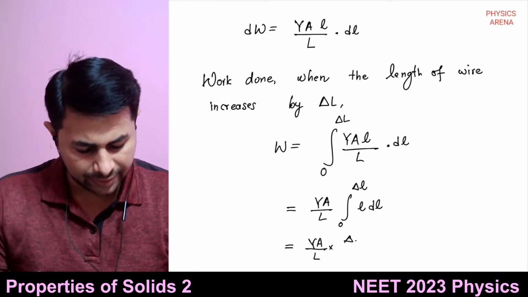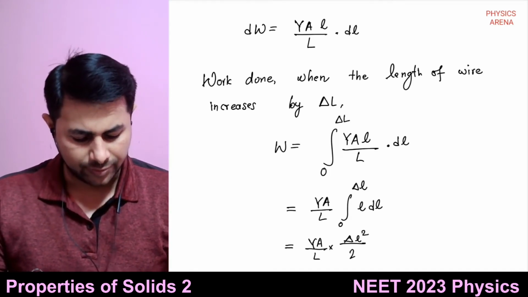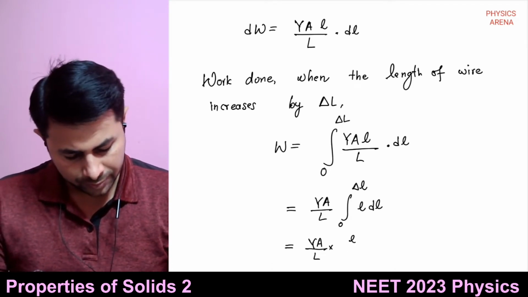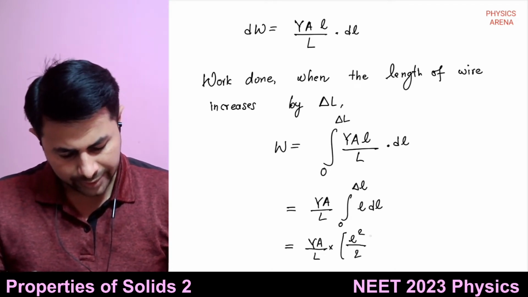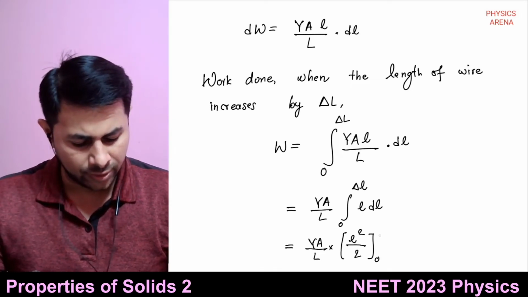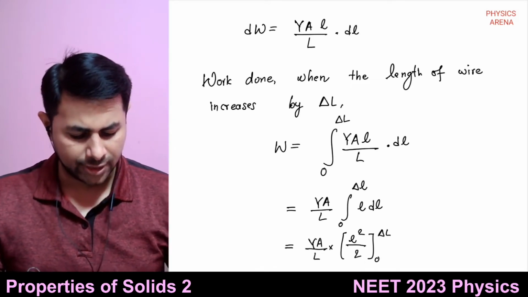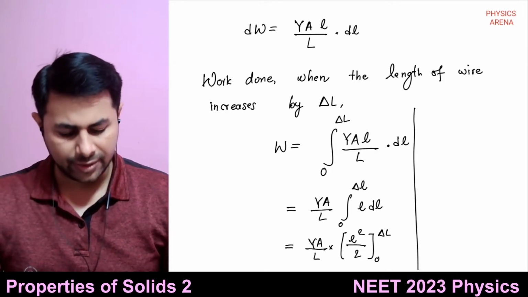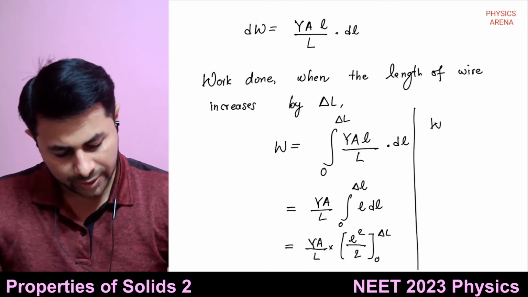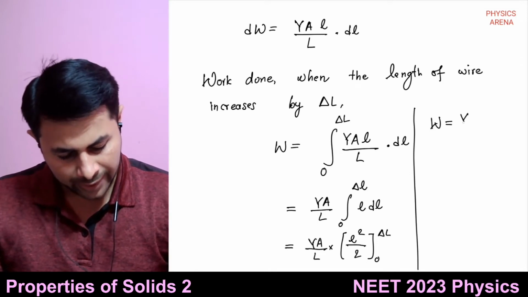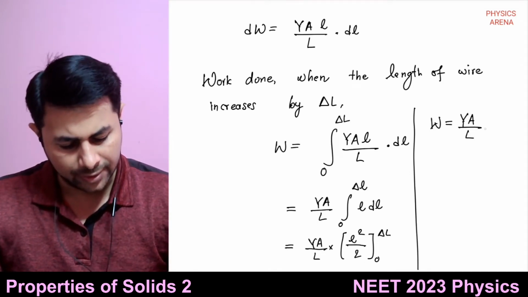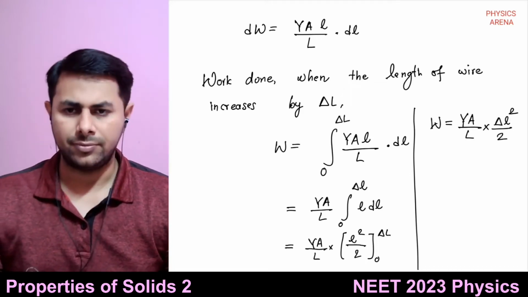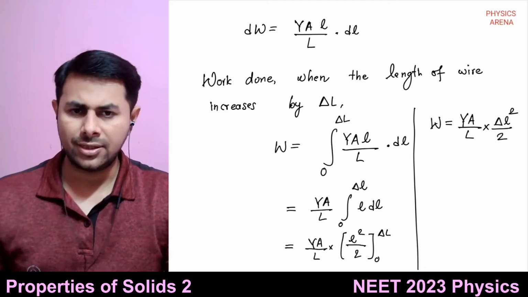It is delta L square divided by 2. Okay, actually it is L square upon 2, right? Then you can apply the lower and upper limit. So since lower limit is just 0, it is delta L square divided by 2. So work done is equal to Ya upon L multiplied by delta L square divided by 2. Okay, so is it clear?